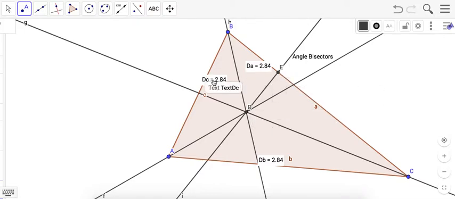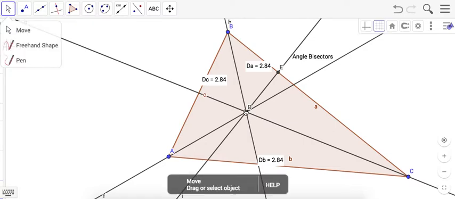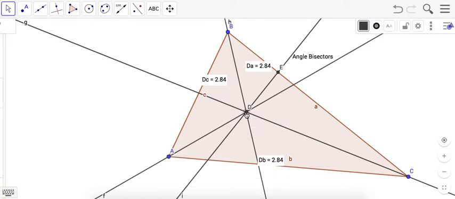So what we've noticed here is that this point of concurrency of the angle bisectors, which we call the incenter, is equidistant from the sides of a triangle.